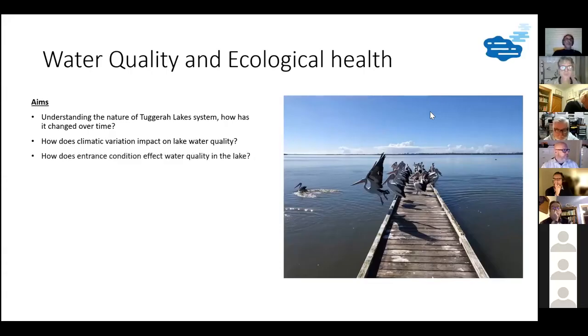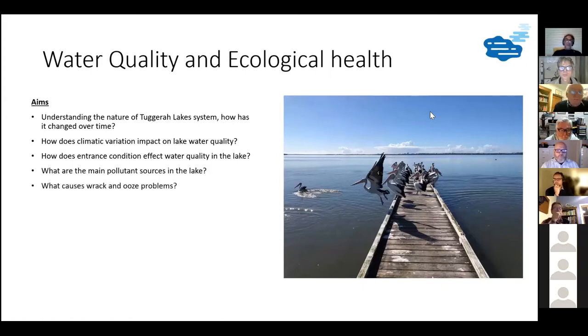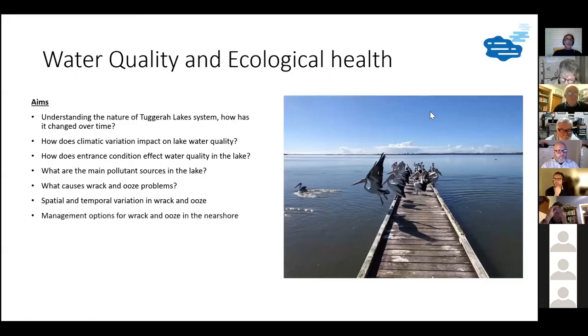We're also obviously interested in how the condition of the lake entrance affects water quality in the lake, what the main pollutant sources in the lake were and how they impacted on water quality. Of course, what causes rack and ooze problems in the lake, and how these vary in space and time around the lake. And then what the management options for the rack and ooze were in the near shore of the lake, given the analysis of those factors that impact on these.